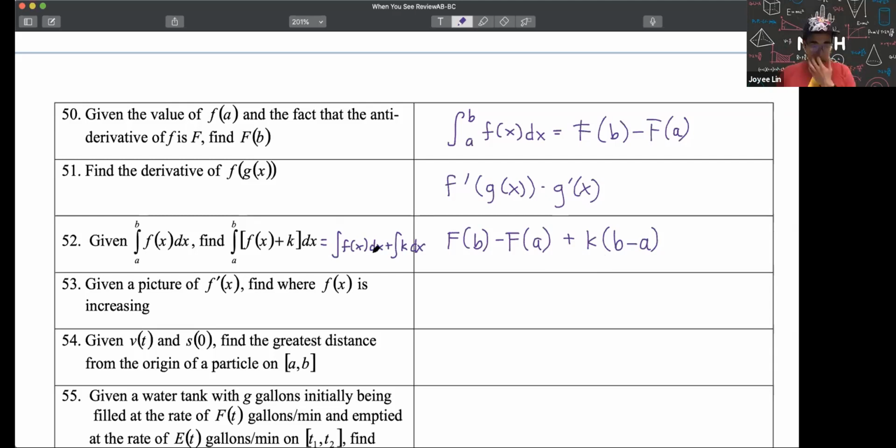Given a picture of f prime of x, find where f of x is increasing. What would you do there? Look for where f prime of x is positive. Positive is also above the x-axis, right? Good.